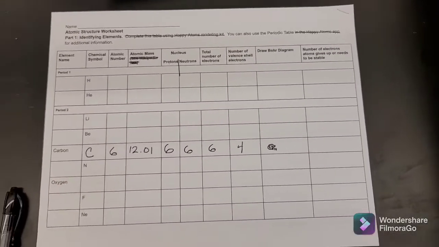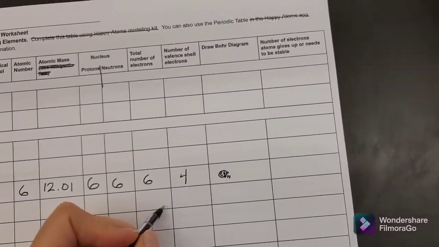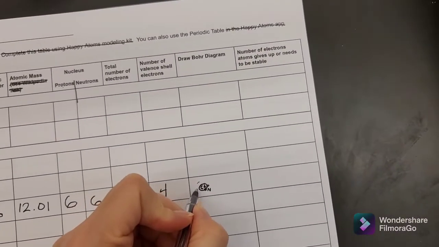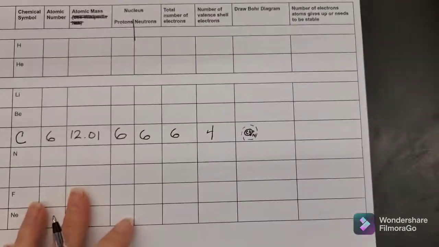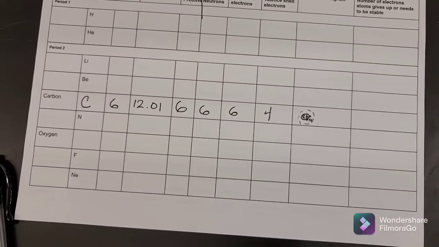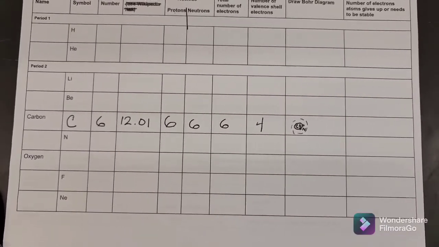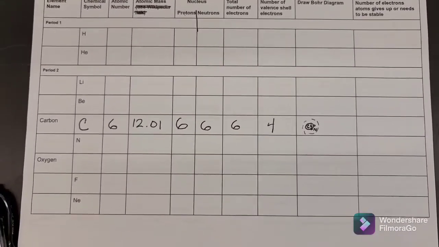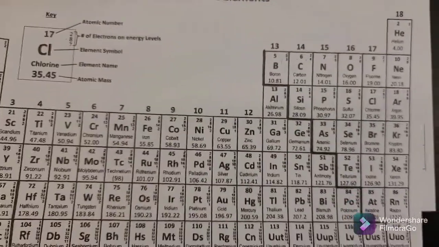What's outside of the nucleus? Good. And now I've got to start drawing my energy levels. So I'm going to draw a dotted line to represent the first shell. That's my first energy level. So energy level, shell, ring, orbit, they mean all the same thing to us. How many electrons can fit in the first shell? If you forget, your answer is on your periodic table.